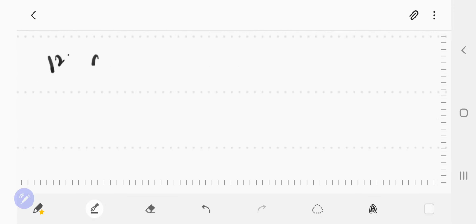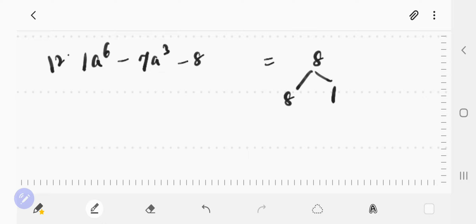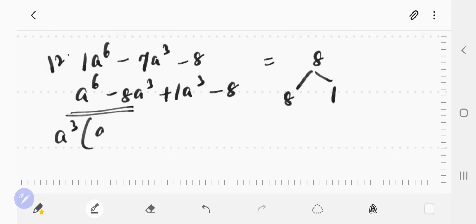Problem number 12th is a6 minus 7a cube minus 8. As I said, you have nothing, meaning 1 as a coefficient. 8 into 1 is 8. We need factors of 8 whose subtraction gives 7. Can we go for 8 and 1? Yes. So it will be a6 minus 8a cube plus 1a cube minus 8. Take the groupings together. Can we take a cube common here? So inside will be a cube minus 8. Here also nothing common, so inside will be a cube minus 8.